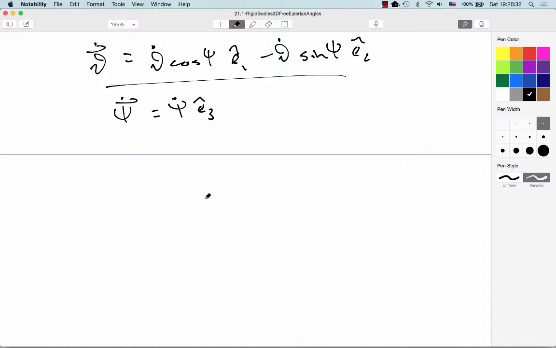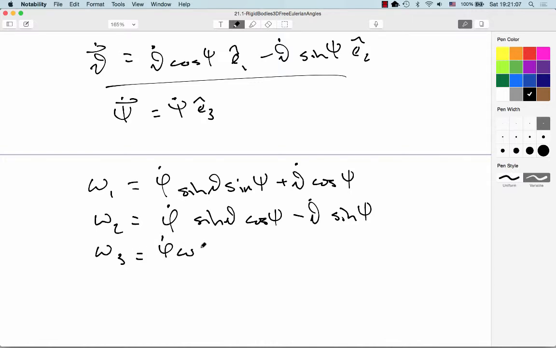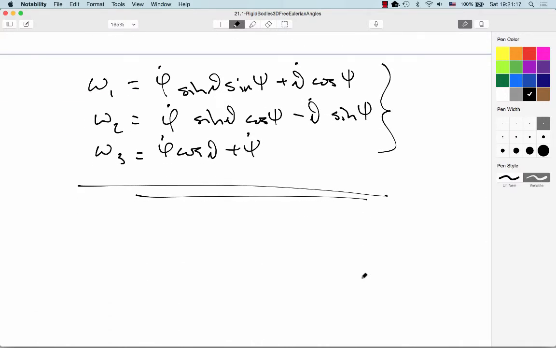So we can collect our E1, E2, and E3 components to get the components of omega. So omega 1 is psi dot sine theta sine psi plus theta dot cosine psi. My 2 component of omega is phi dot sine theta cosine psi minus theta dot sine psi. And finally, omega 3 is phi dot cos theta plus psi dot. All right. Well, that seems pretty hairy.